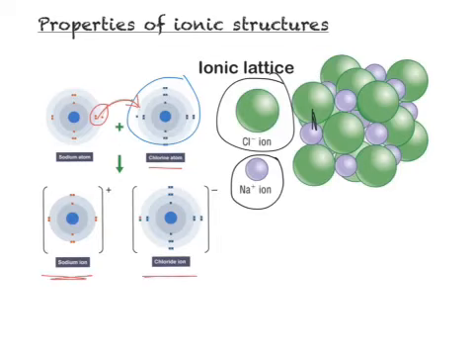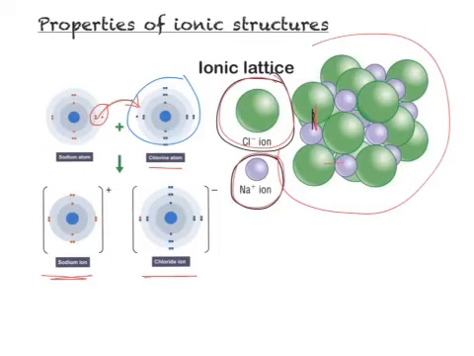As you can see here, the sodium ion and the chloride ion. In this form, you can see it's the giant ionic lattice, and between each of these ions, as I said, there's a very strong bond, and within the lattice there are millions of these strong bonds.